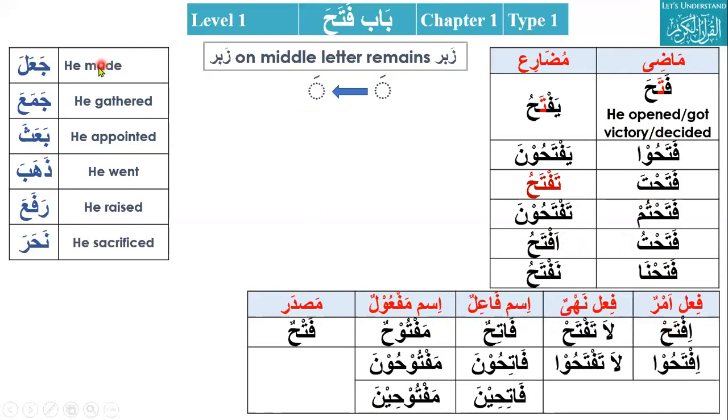Next word is ja'ala. Haika, ja'ala means? He made. Can you use the TPA for ja'ala? Ja'ala, ja'alu, ja'alta, ja'altum, ja'altu, ja'alna, yaj'alu, yaj'aluna, taj'alu, taj'aluna, aj'alu, naj'alu. Ij'al, la taj'al, ij'alu, la taj'alu, ja'ilun, ja'ilin, maj'ul, maj'ulun, maj'ulin, ja'al.